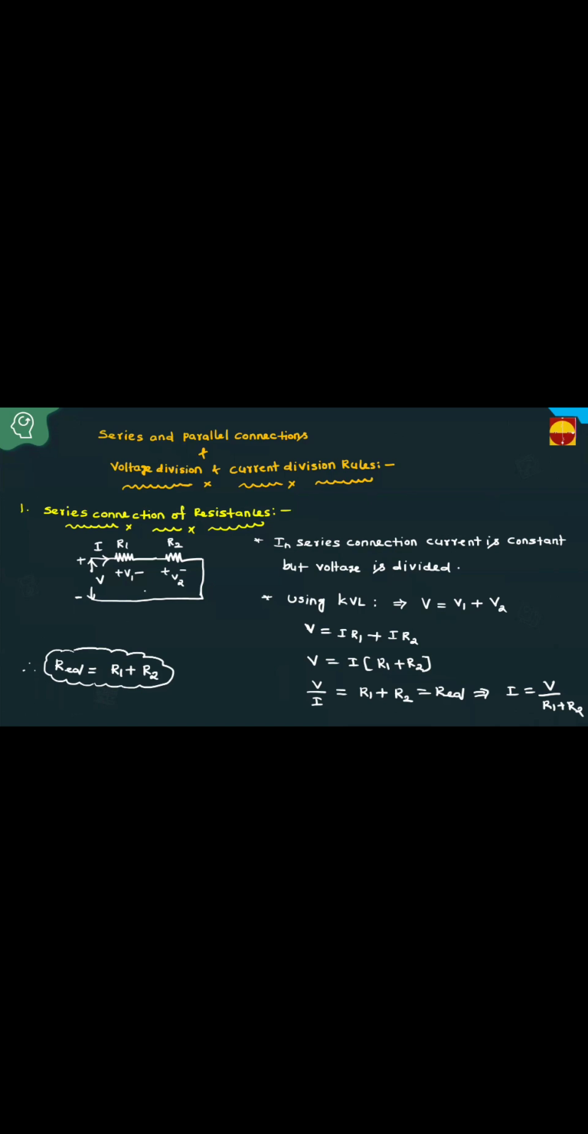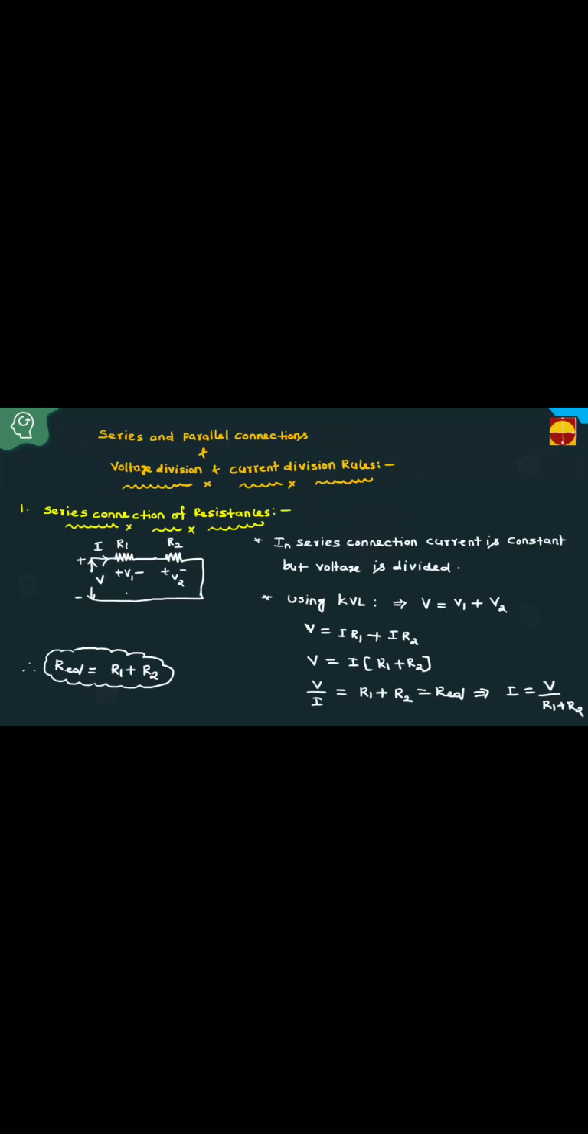Now, if you have to calculate V1 in terms of resistances and V2 also in terms of resistances, one method is like this. What is V1 equal to? I into R1. What is I? V by R1 plus R2, into R1. That is V1 equal to V into R1 by R1 plus R2. This is called the voltage division rule. What is V2 equal to? I into R2. What is I? V by R1 plus R2, into R2. That is V2 equal to V into R2 by R1 plus R2.